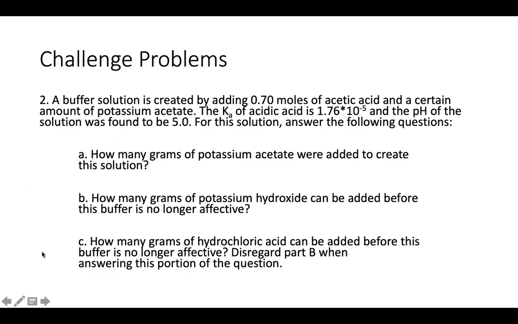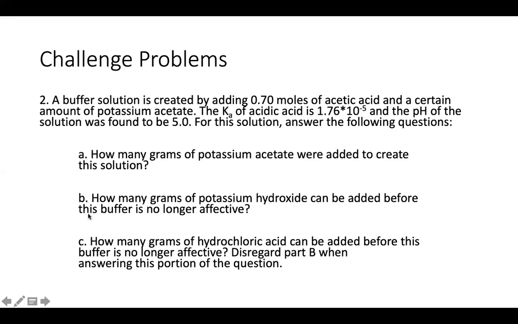So part A is your very classic kind of question. And then parts B and C are kind of testing your knowledge of adding acid or base, how that shifts your equilibrium, and also test your knowledge of buffering capacity. One part that I want to emphasize is for parts B and C, do them separately, right?